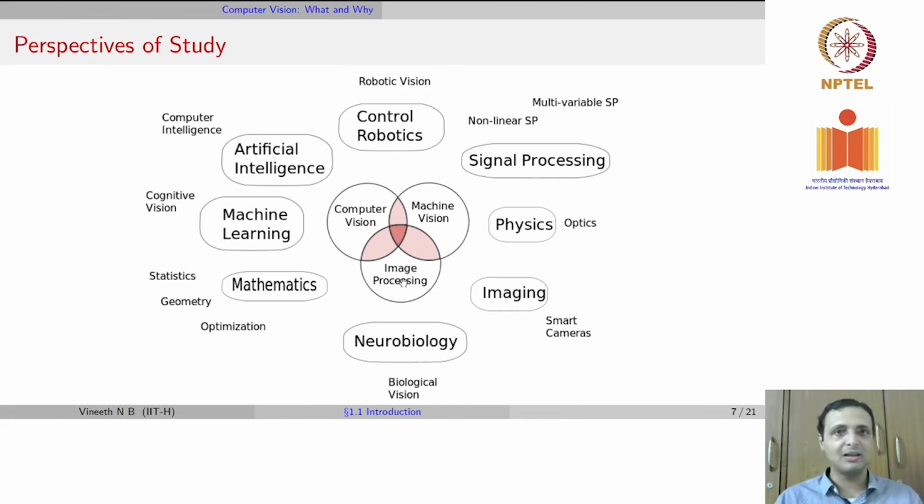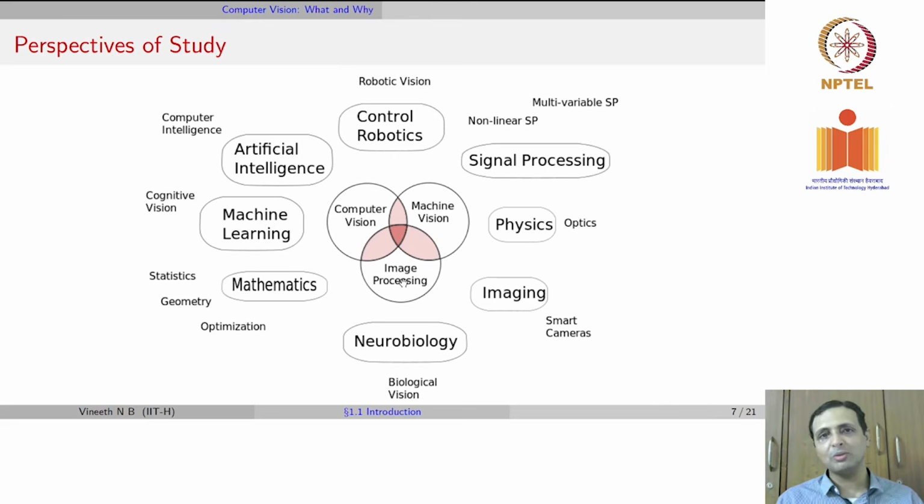Although these days, I think the lines between them are very blurry, and where one ends and where the other begins is very difficult to say. We will obviously flow from one to the other in this particular course. Regarding computer vision and machine vision, this is a little bit trickier. This is more in terms of the legacy of how these words developed.